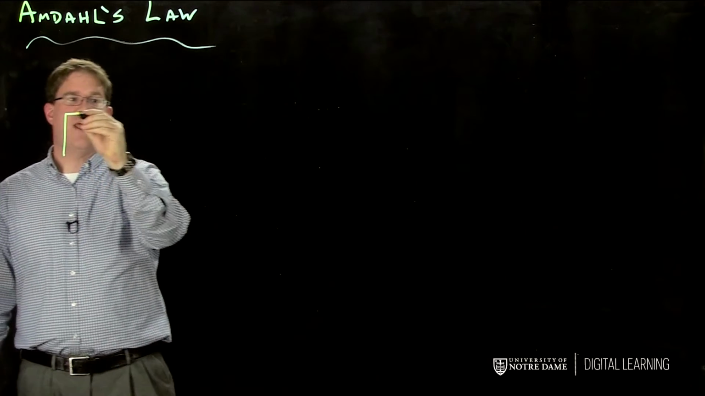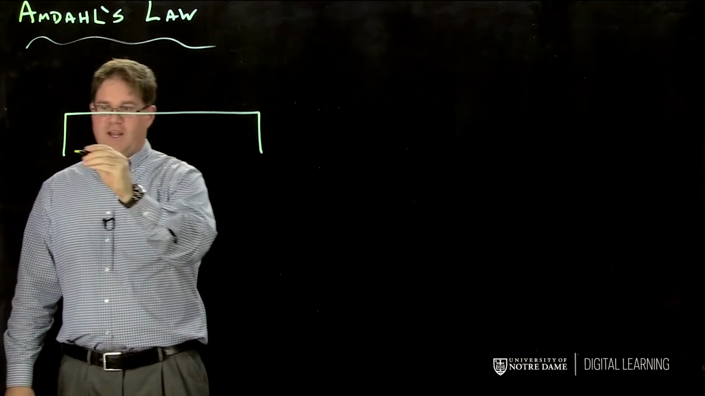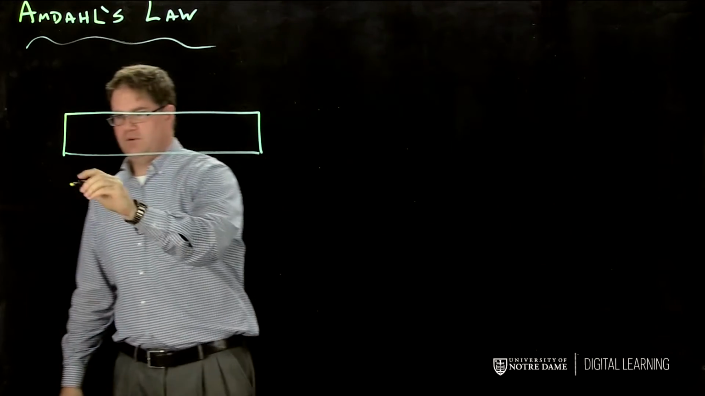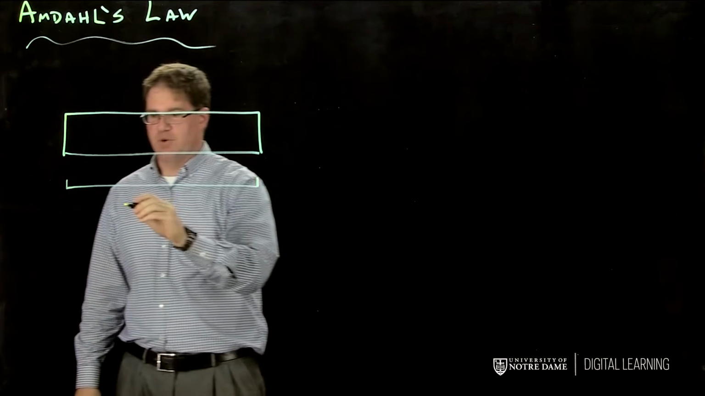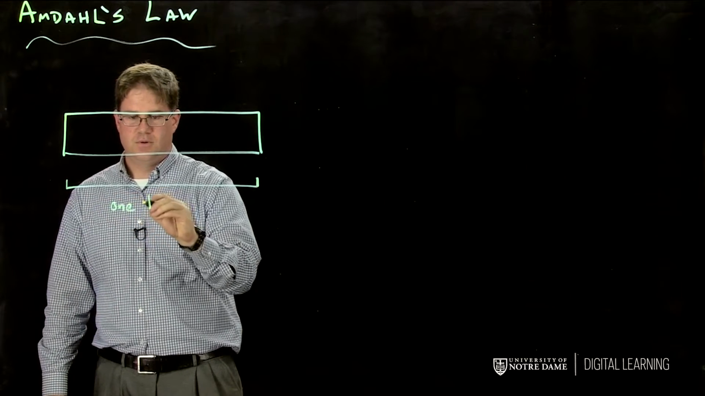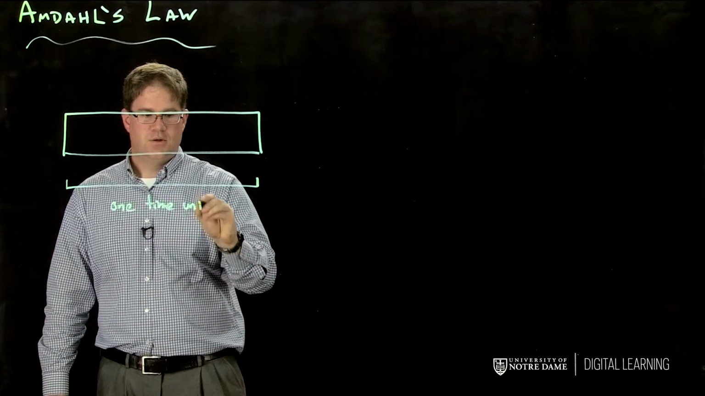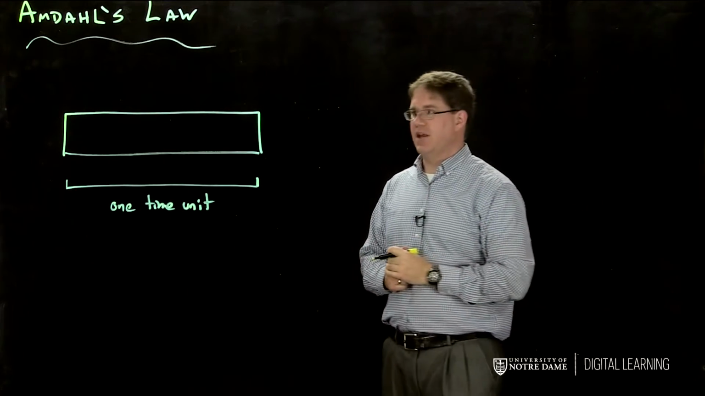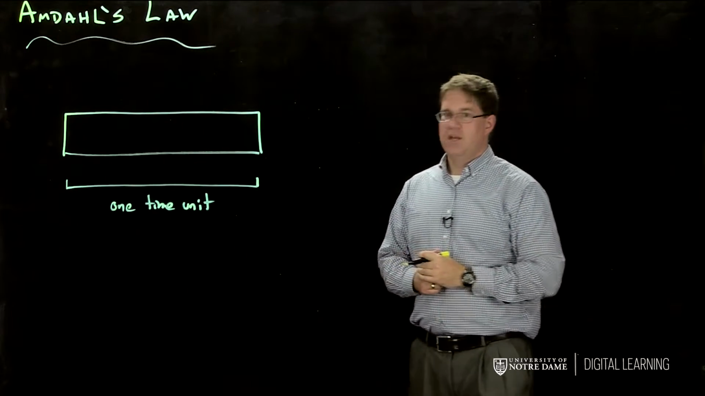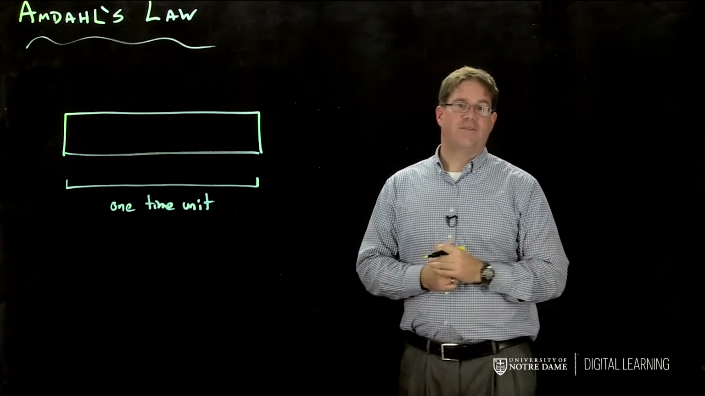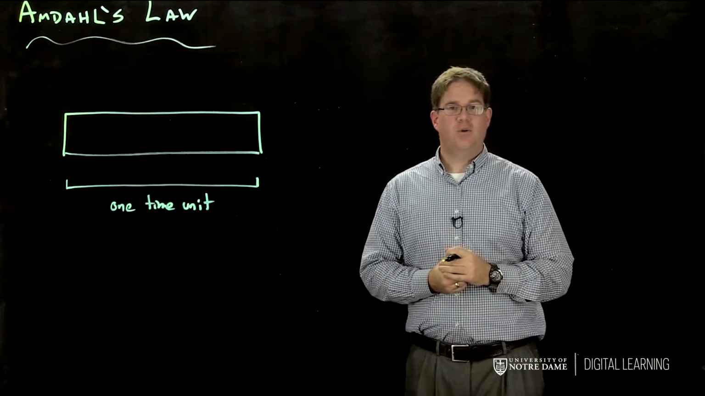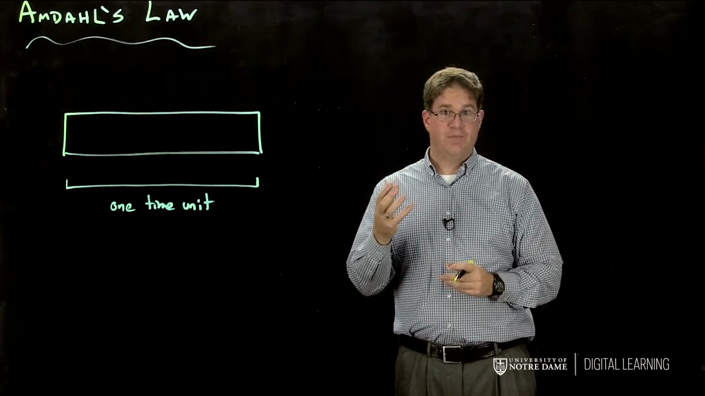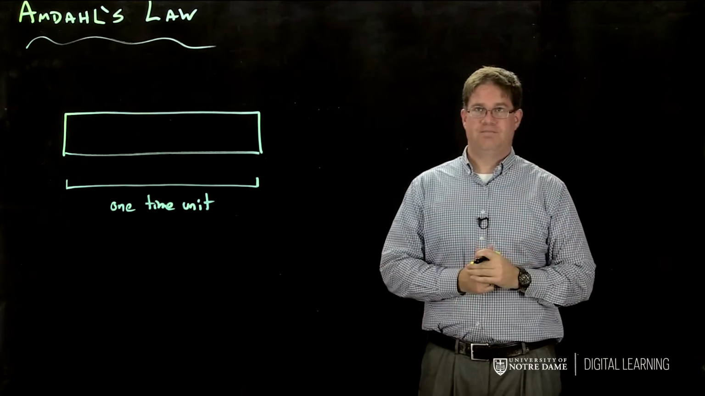He said, suppose you have an application that constitutes this amount of work, and for simplicity, we'll call this one time unit. So you can think of this as an application that takes 1 hour to execute from beginning to end. Now, what Amdahl observed is that for any application, it's always the case that there's some part of that application that can be parallelized and some part that cannot.